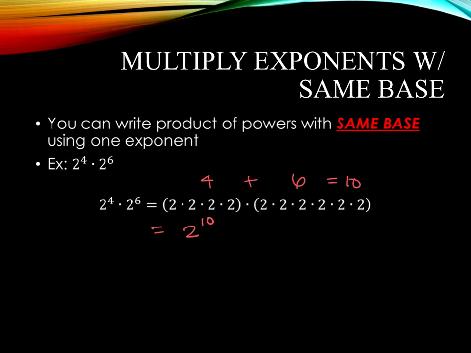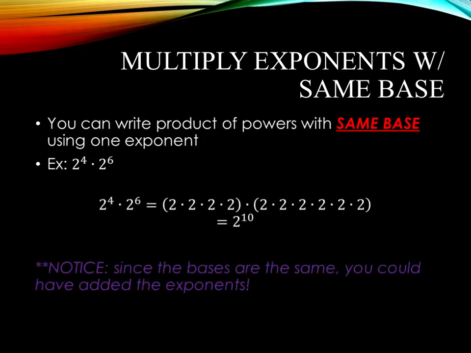So if you have the same base and it's being raised to a power, then what you can do to simplify that is you keep the base the same and you add your exponents when you are multiplying. So we can rewrite this and say 2 to the 4th times 2 to the 6th becomes 2 to the 10th. So again, just to reiterate, since the bases are the same and we're multiplying, we can just go ahead and add the exponents, and that's how we get 2 to the 10th.